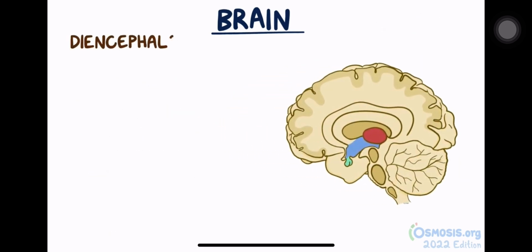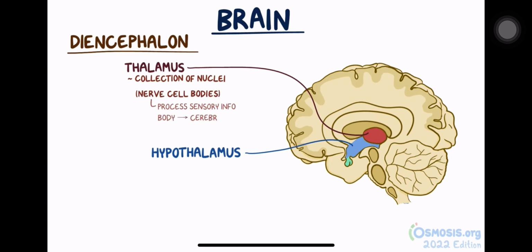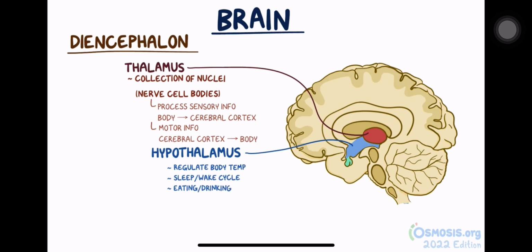Next, there's the diencephalon, which is composed of an upper part called the thalamus and a lower part called the hypothalamus. The thalamus is a collection of nuclei, so millions of nerve cell bodies, that process the sensory information coming in from the body to the cerebral cortex, as well as the motor information going from the cerebral cortex to the body. The hypothalamus is a small region that does a variety of things like regulate the body temperature, the sleep and wake cycle, and eating and drinking. To help do all of this, the hypothalamus regulates the release of the major endocrine hormones.